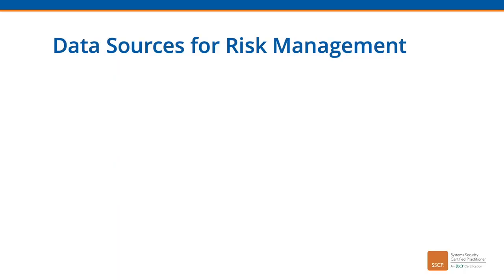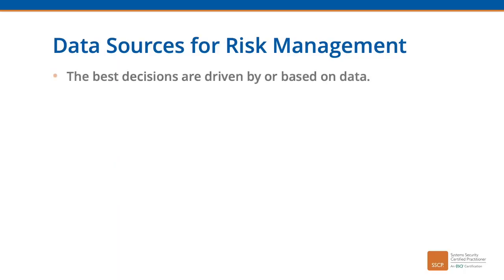In this section, we will cover data sources for risk management. As we know, the best decisions are driven by or based on data, rather than on instinct, intuition, wish, or fancy. Each of the three major stages of the risk management framework need data about risks, but not the same data. They work best when the data fits the level of abstraction, detail, and time period that the decision needs to relate to.